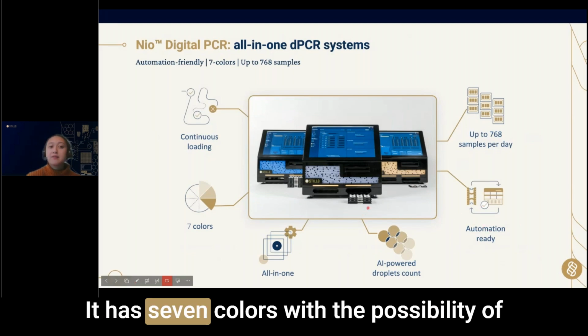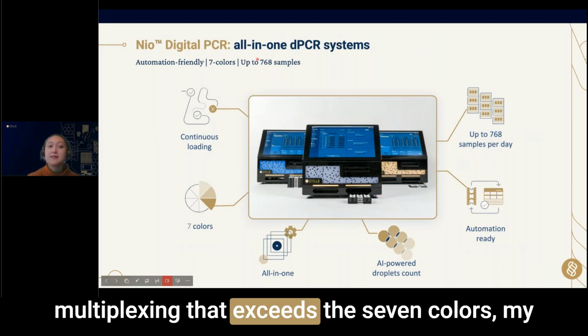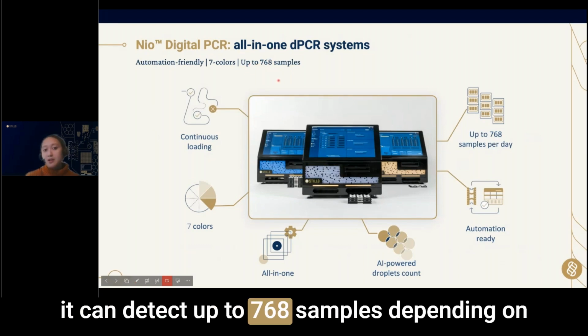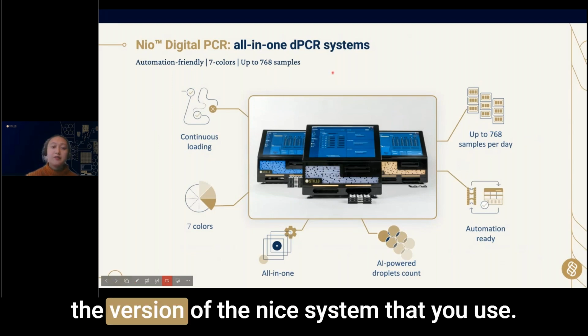It has 7 colors with the possibility of multiplexing that exceeds the 7 colors. My colleagues will explain in a later session. And it can detect up to 768 samples depending on the version of the Nio system that you use.